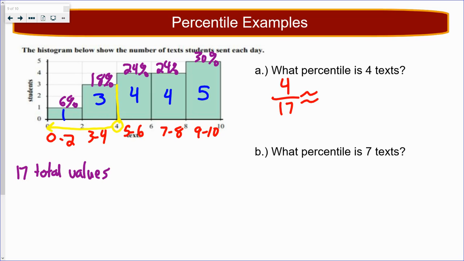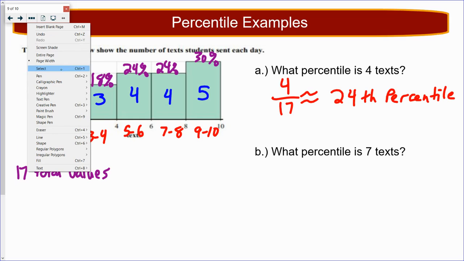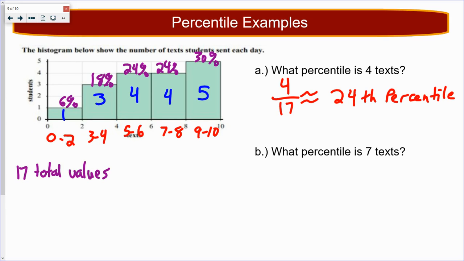And since we already found the percentage in each of these groups here, we can just add those together. So that is 24. So about 24%, the 24th percentile. So it's an estimation because histograms are inherently a flawed way of representing data, but it's a quick way to get some idea. So if you are sending 4 texts each day, you're in the 24th percentile of high school students. Although it just says students, yeah.